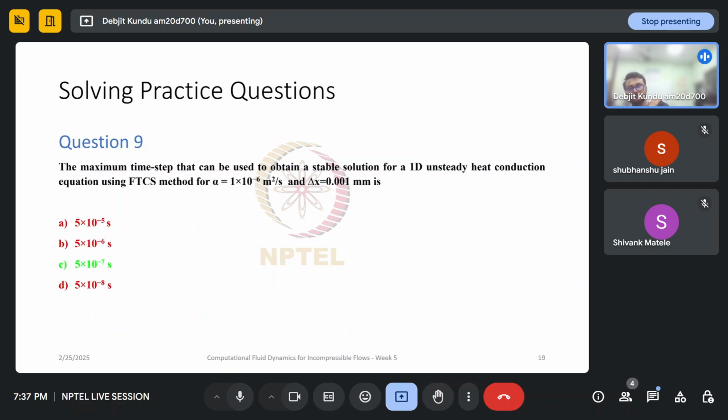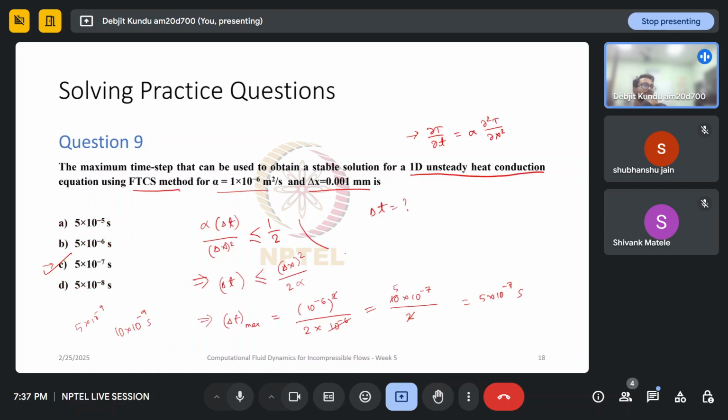Let's take a look at the solution. It is indeed option C. So this is the solution procedure for this sort of problem. If you have any questions, you can ask.